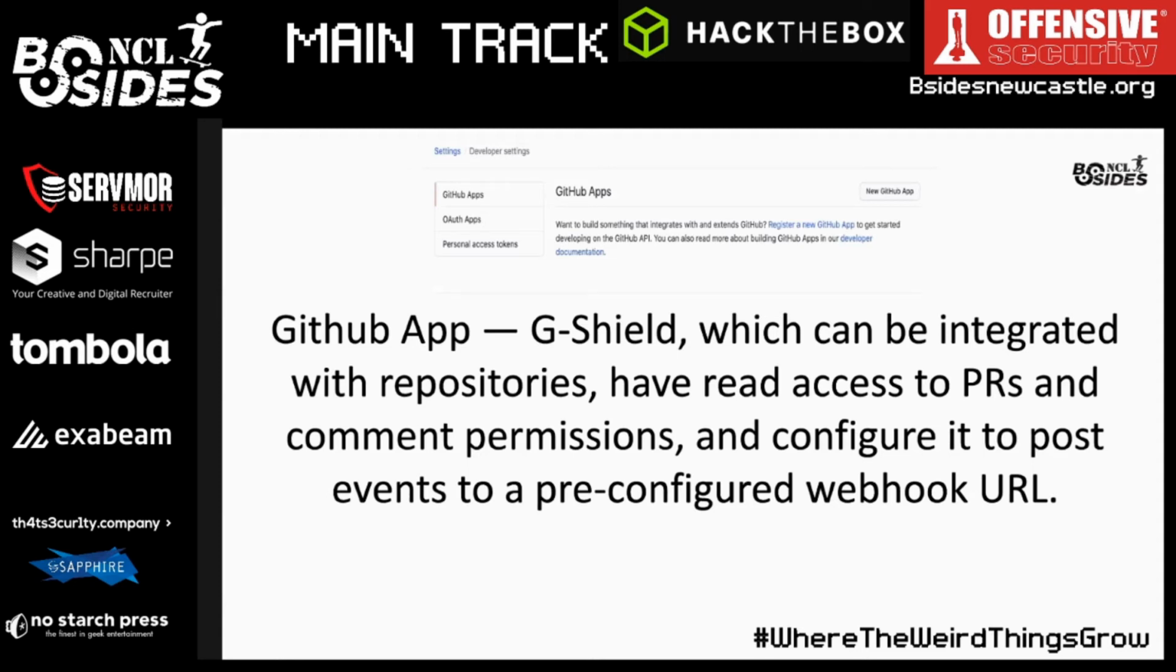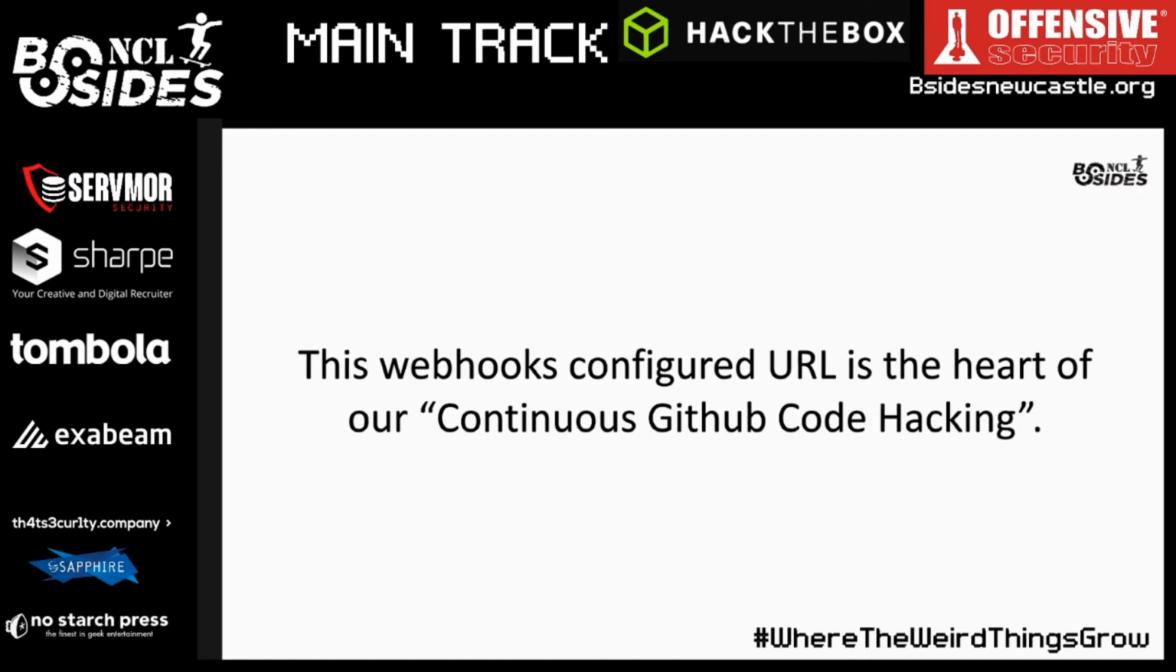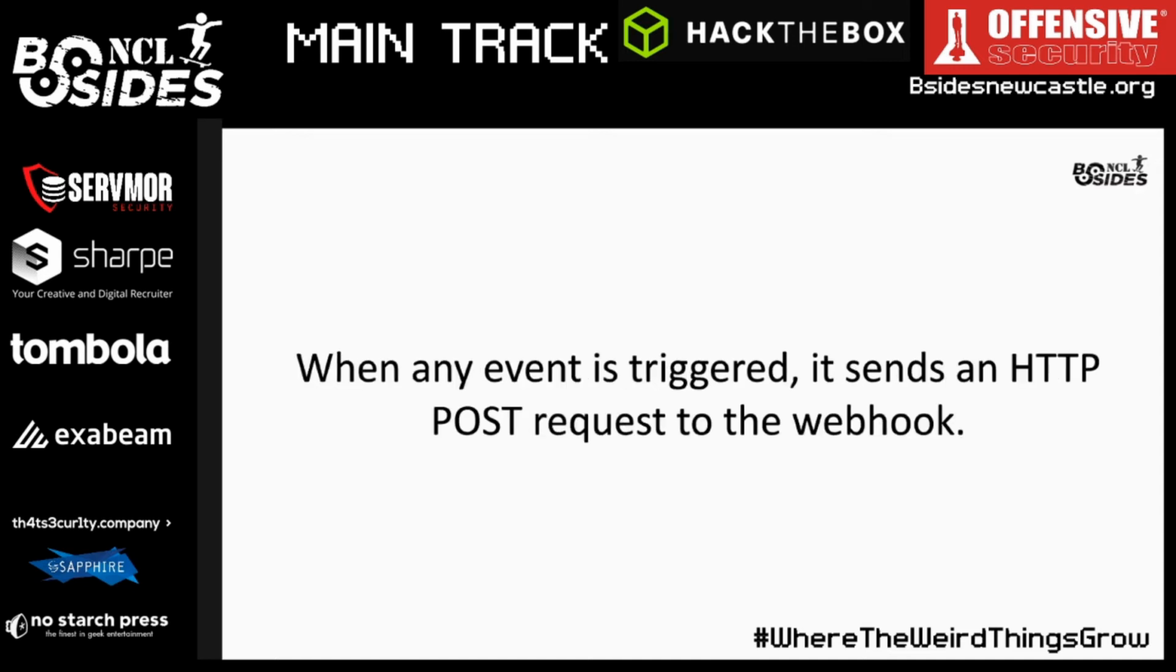You can also configure this app to send all the events that it is getting to an outgoing webhook URL. And this webhook URL is basically the heart of this complete tool, which is the continuous GitHub code hacking. So what actually happens is that whenever any event is triggered, the GitHub app, because it is now integrated with all the repositories in your company, will listen to it. When any repository has any change, any code comment, this GitHub app will listen to it, and because it has an outgoing webhook, it will send all the events that it listens to as an HTTP POST to that webhook.